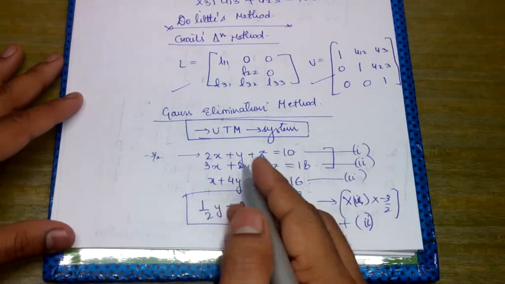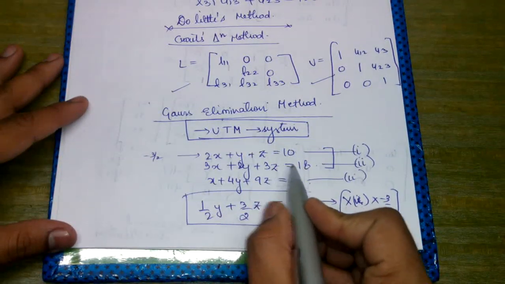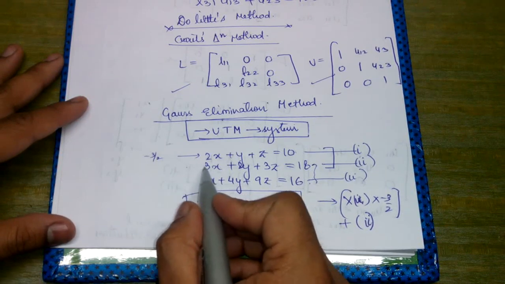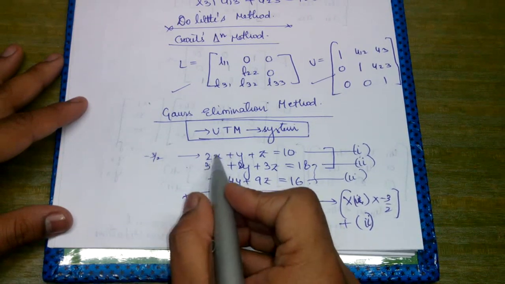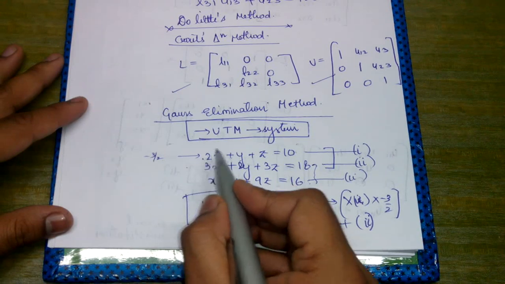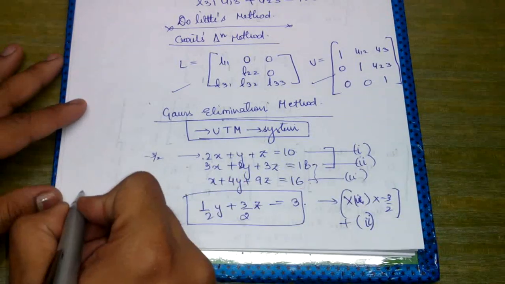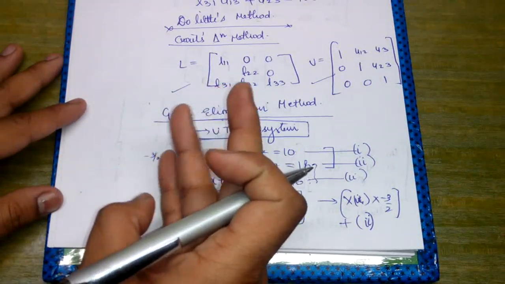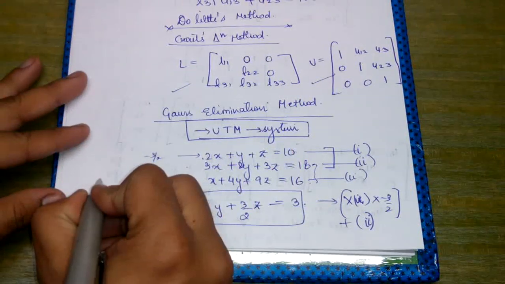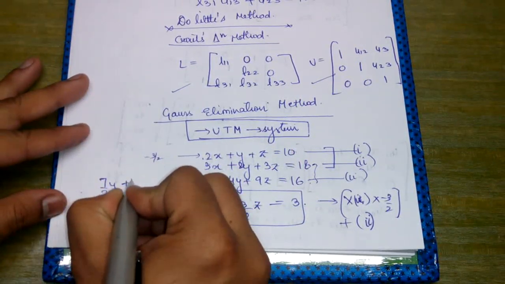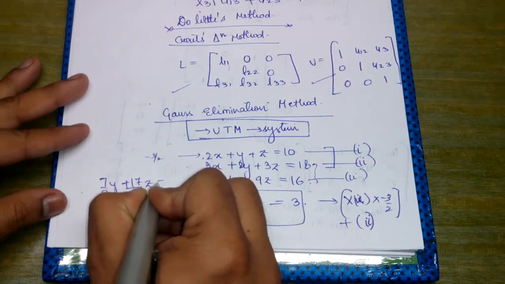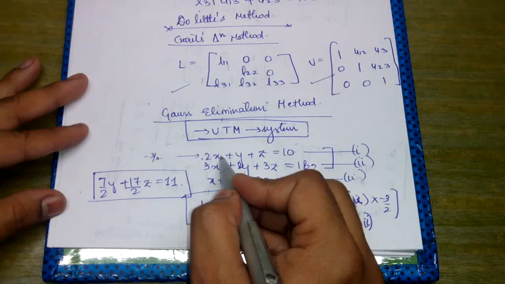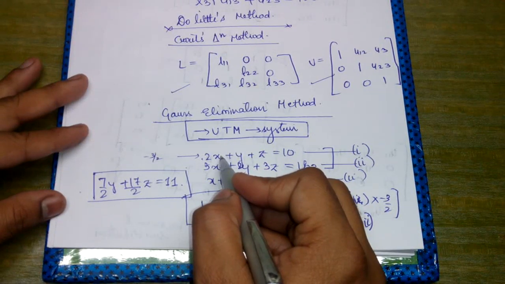Theek hai, now we will try to eliminate x from these two equations. So we will multiply the first equation by minus 1 by 2 and we will add it to the third equation. So the result that will be obtained will be 7 by 2 y plus 17 by 2 z is equals to 11. So this result is obtained when we multiply equation 1 by minus half and add it to the third equation.